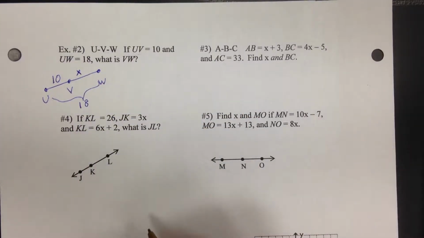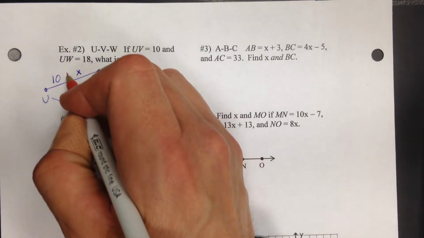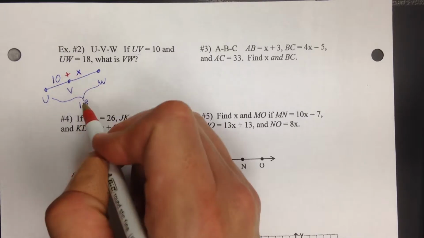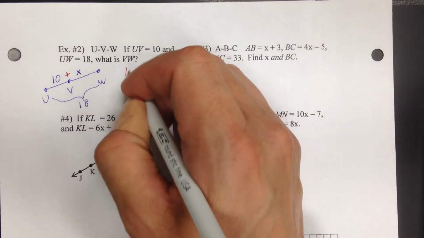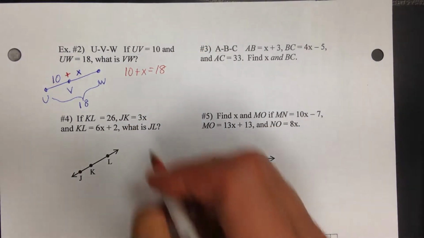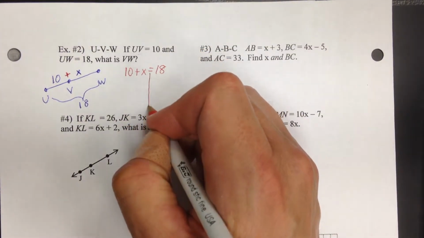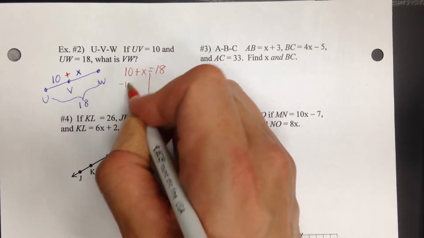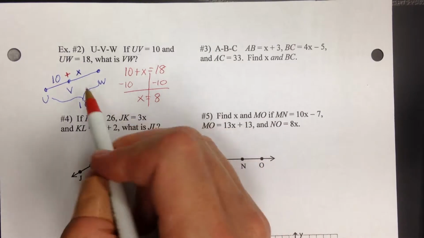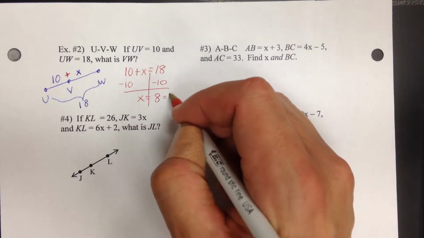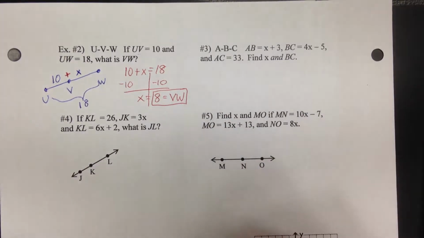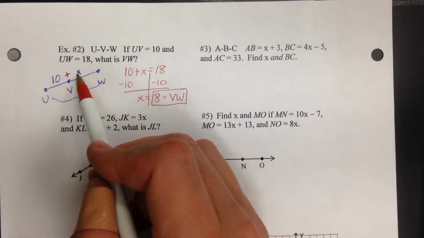Now, you can probably think through this on your own, but what segment addition postulate says is that if I add the parts, it equals the whole thing. So I'm going to make an equation, 10 plus x is equal to 18, and now we're going to do the algebra. I'm going to move the 10 by subtracting it, and what we get is x equals 8. Now 8 represents VW, so I'm going to say equals VW, the length of VW, because I'm not really finding x, what I'm really finding is this piece.